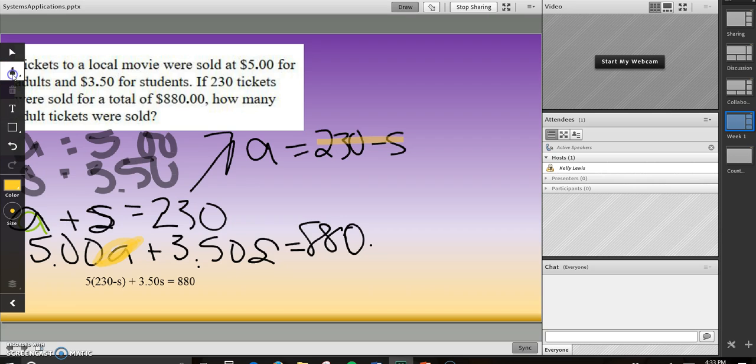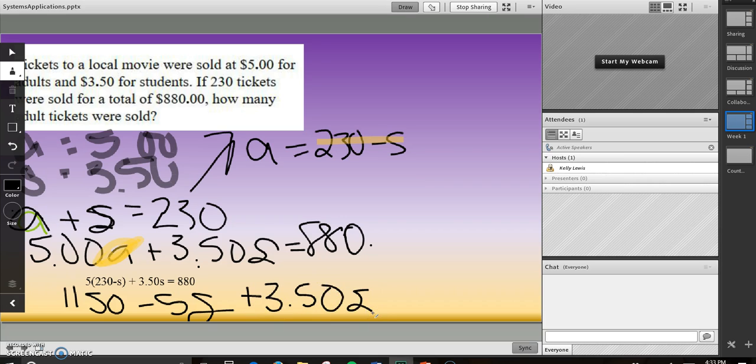All right, then I need to distribute 5 times 230. That's 1150 minus 5S plus 3.50S equals 880. We're going to combine like terms. So I get 1150, negative 5S plus 3.5S. So negative 5 plus 3.5 is negative 1.5S equals 880.